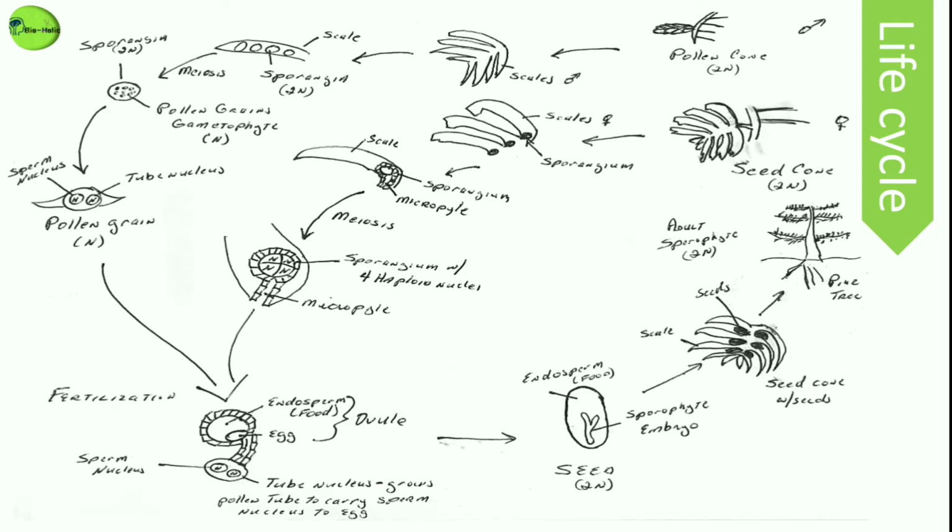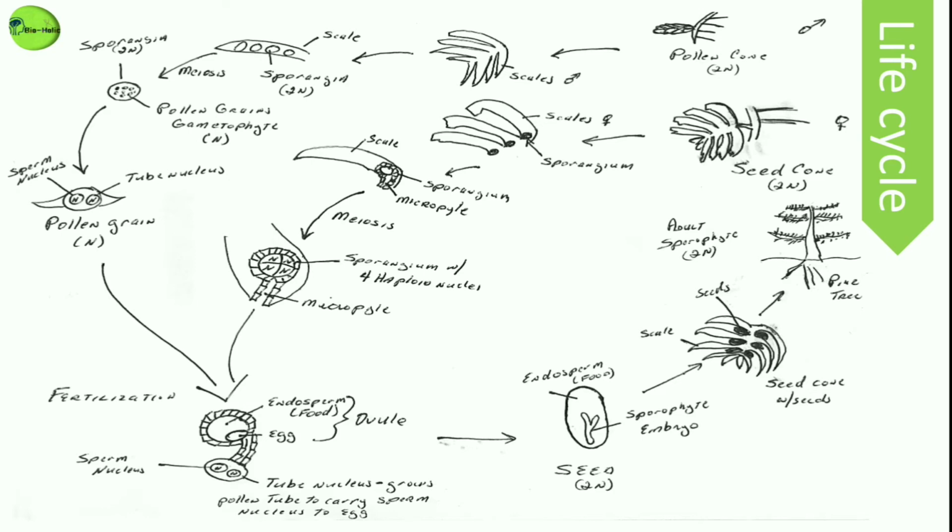Now the nucellus is protected by the envelopes, and the composite structure is called an ovule, and the ovules are borne on the megasporophylls which may be clustered to form the female cones. So the megaspore mother cell divides meiotically to form 4 megaspores.